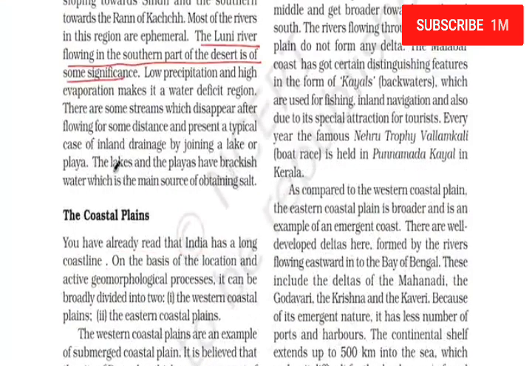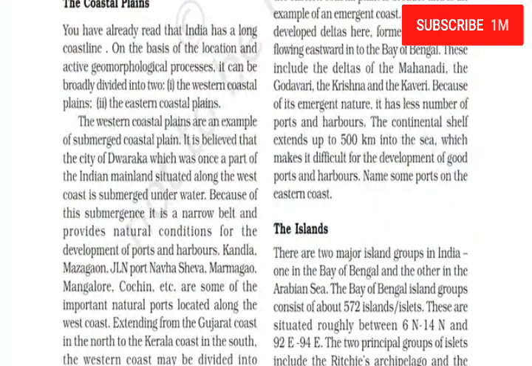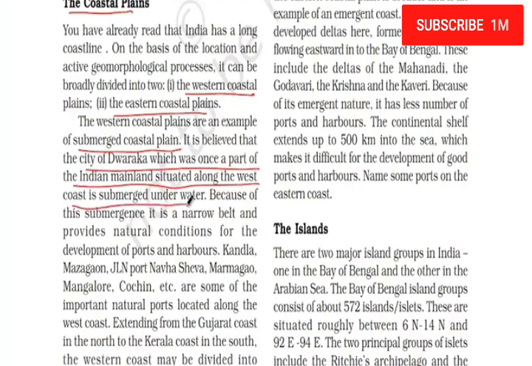And you have lakes and playas present in this region, which are brackish, and salt is usually obtained from this. And then you have coastal plains, the western coastal plain and the eastern coastal plain. The western coastal plain is an example of a submerged coastal plain. I have already showed you. It is believed that the city of Dwarka, which was once part of the Indian mainland situated along the west coast, is submerged under water. I told you, right?